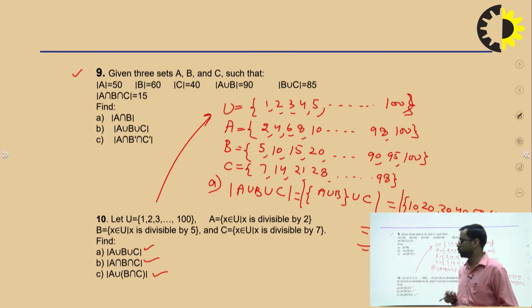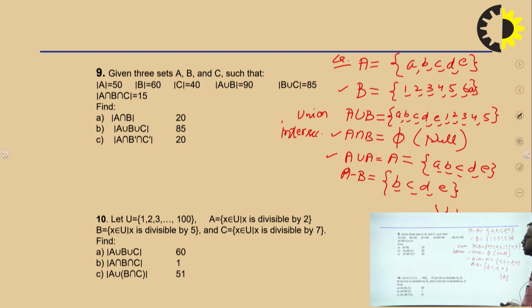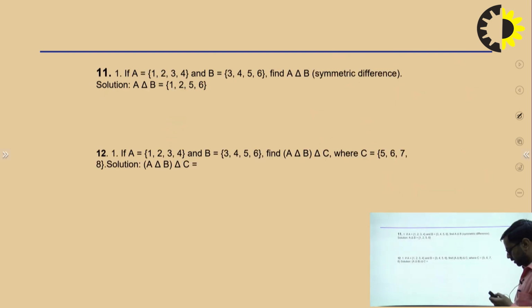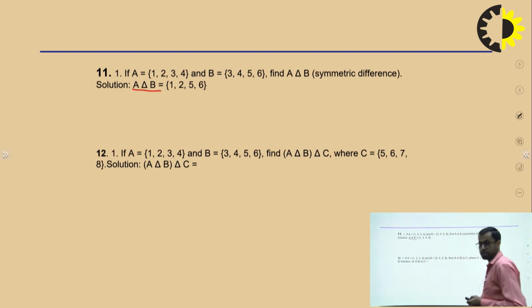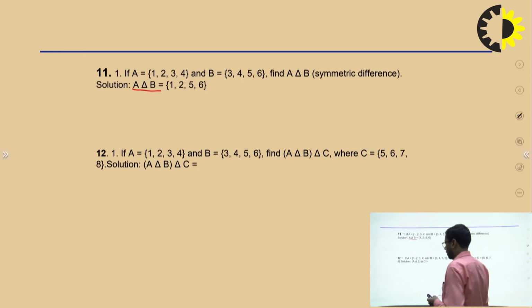So we can calculate these two operations using these procedures. So now we come to the next topic. Next question. Yes, this is very important. A symmetric difference B. What does it mean? That means A union B minus A intersection B.